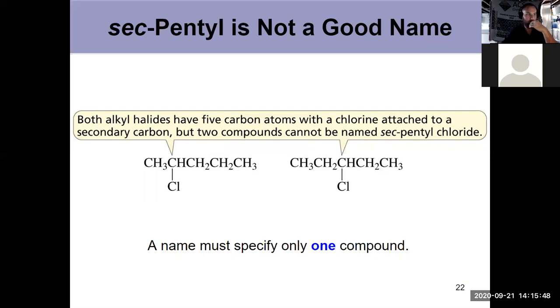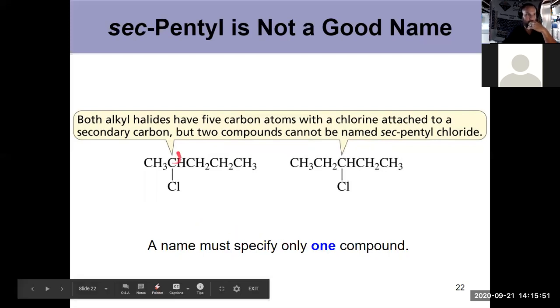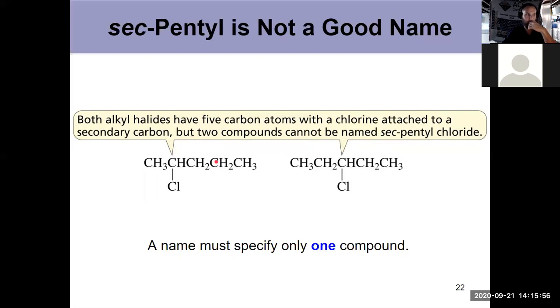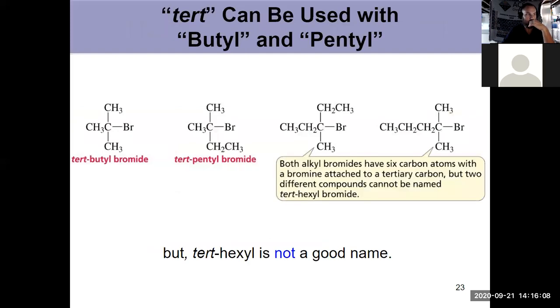But there are 2 different types of secondary carbons in pentyl, right? One right here and then one in the middle. I'm not counting the one that's over here because it's the same as that, thinking about it in 3 dimensions. So I can't use sec-pentyl because there are 2 types of secondary carbons in a pentyl group. So that name doesn't apply. I can do tert-butyl and I can do tert-pentyl because there's still only one way to make a tertiary carbon in a pentyl group. But after that, things kind of fall apart.